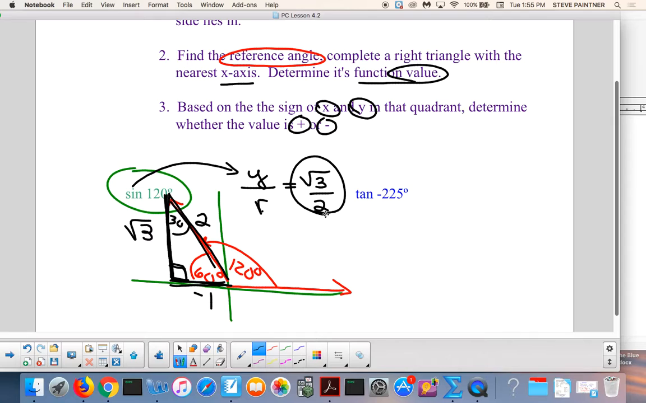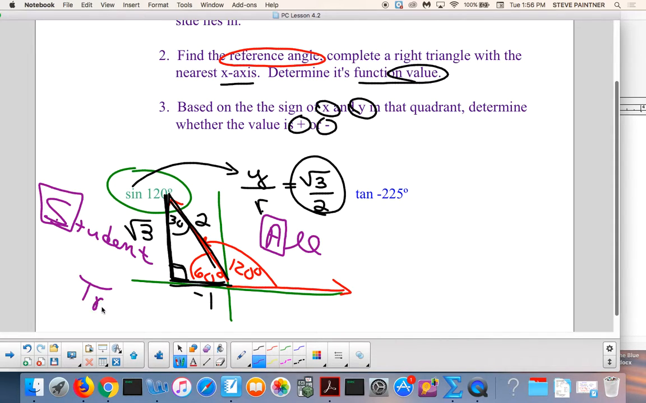Okay, here's a quick way to remember this. Do you guys remember that quick saying? How to remember if things are positive? All students take. All what? All students. All functions are positive here. Students. Sine is always positive where? In quadrant 2. All students take. Okay, guess what the T stands for? Tangent's positive in quadrant 3. Take what? Calculus. Cosine is positive in quadrant 4.